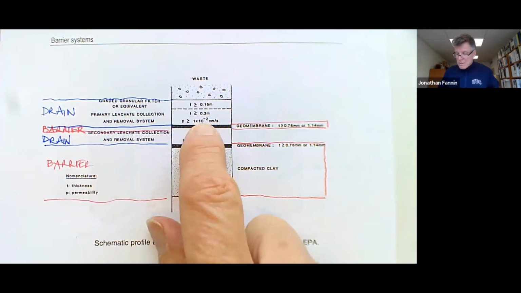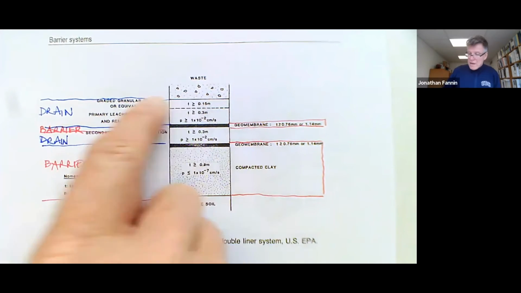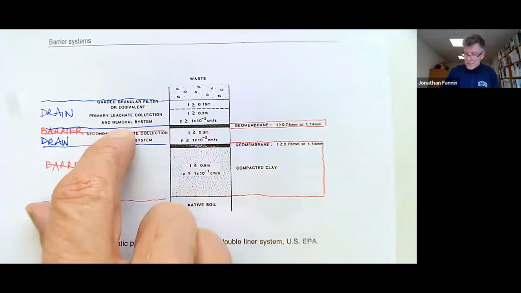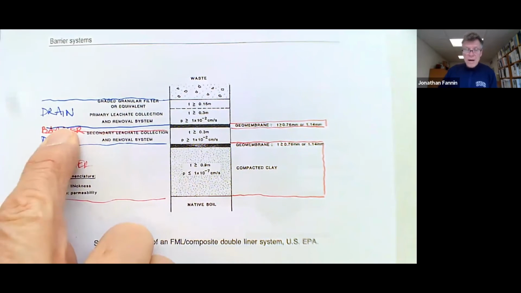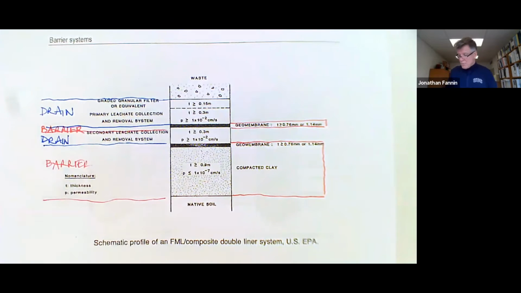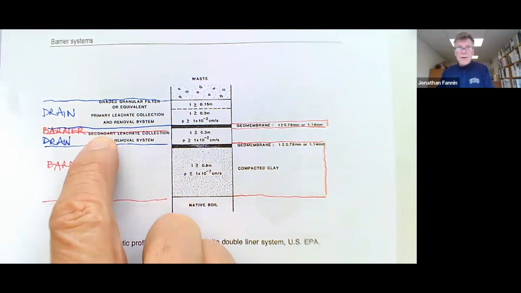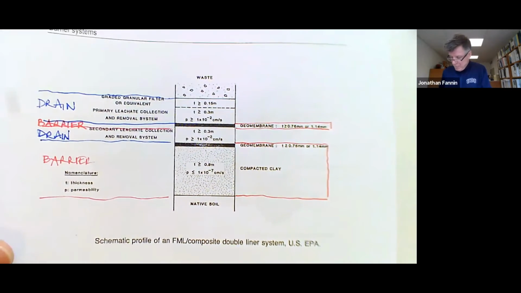We want to be able to detect any compromise of the first barrier, and we want to drain fluid from ponding and sitting on top of the upper barrier, because that's not really very good for it. It tends to degrade it. That ponding tends to degrade the barrier in ways that we'll examine shortly.